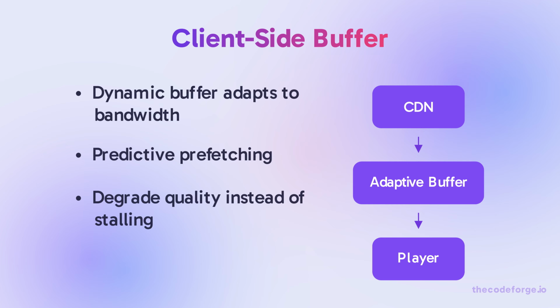Every millisecond of rebuffering bleeds user retention. YouTube uses a client-side buffer that adapts to throughput and playback speed. The algorithm tracks moving average download speed and adjusts chunk size requests. If bandwidth drops, it degrades quality per segment instead of stalling.